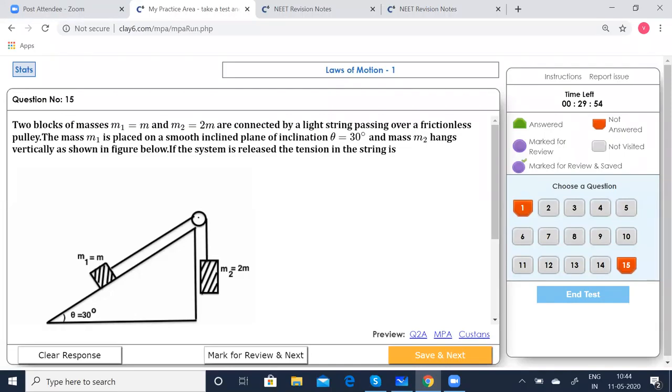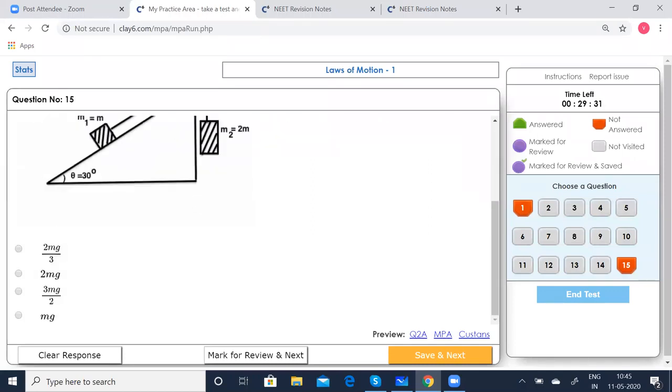Two blocks of masses, M1 is equal to M and M2 is equal to 2M, are connected by a light string, okay, passing over a frictionless pulley. The mass M1 is placed on a smooth inclined plane of inclination theta is equal to 30 degrees, and mass M2 hangs vertically as shown in the figure below. If the system is released, what will be the tension of the spring? That is what is asked. Yes. Now quickly let us go through this.